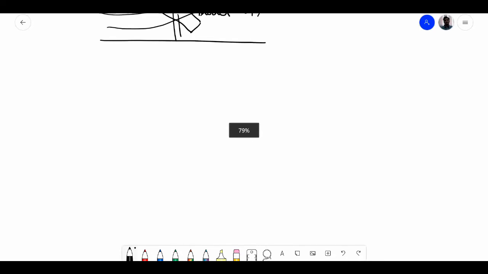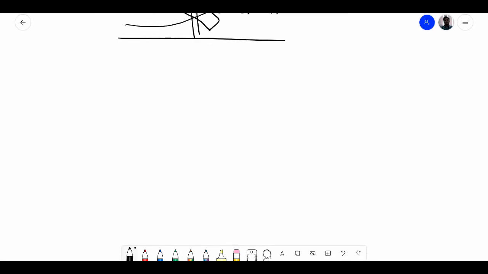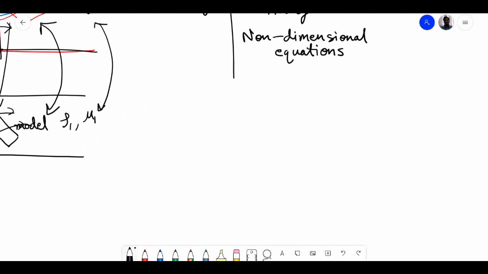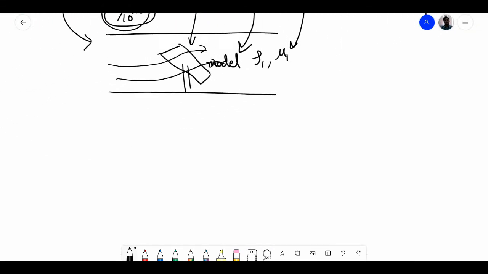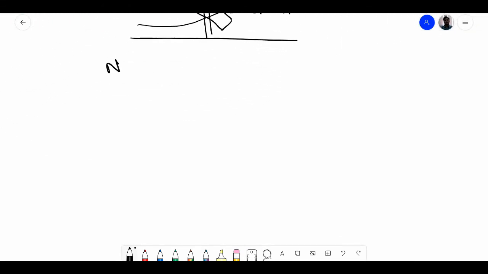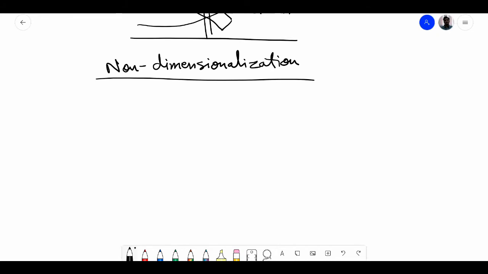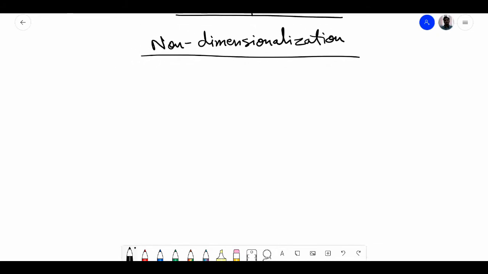Now let us go into some theory and see how you can achieve this dynamical similarity. What we'll do is we will non-dimensionalize the Navier-Stokes equations. So this is known as non-dimensionalization of equations, of the governing equations. It need not be for only Navier-Stokes equations, it can be for any equation.